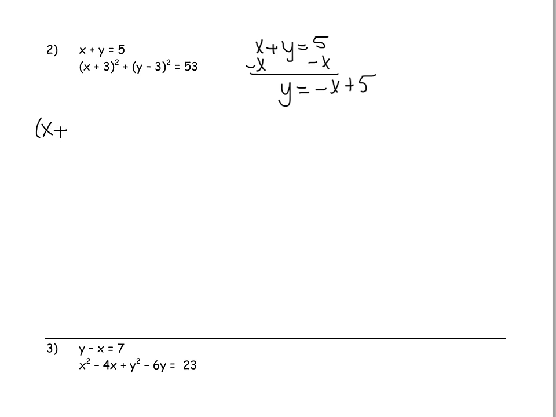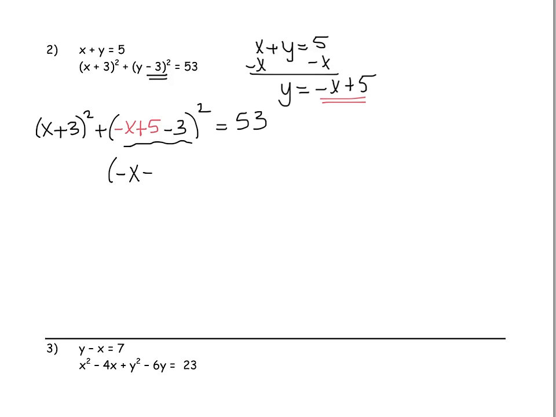So (x plus 3) squared plus, what's my y value? You should be telling me negative x plus 5, but don't forget this minus 3 and squared. Because look, this is your y here, minus 3 here, equals 53. So what could I simplify? Well, in here, can't I just simplify 5 minus 3? So you should say 2. So that's negative x plus 2, because 5 minus 3 is a positive 2. Square it, equals 53. (x plus 3) squared plus that equals 53.